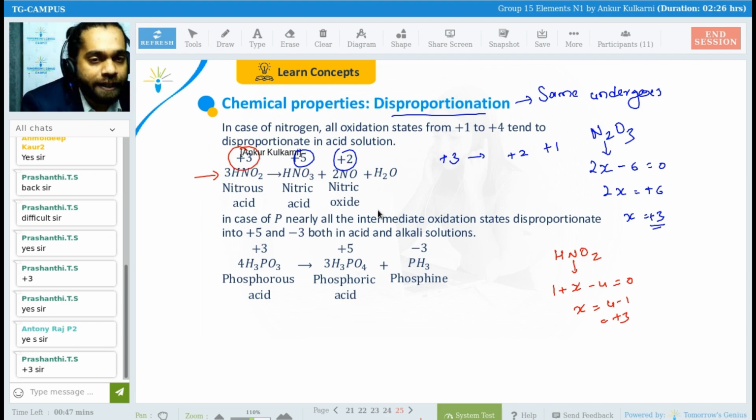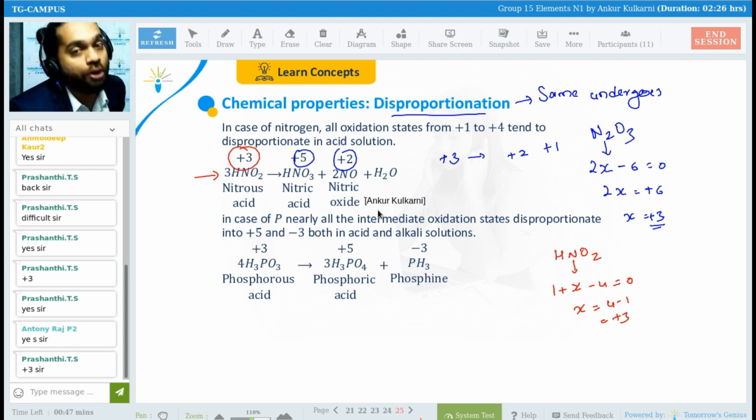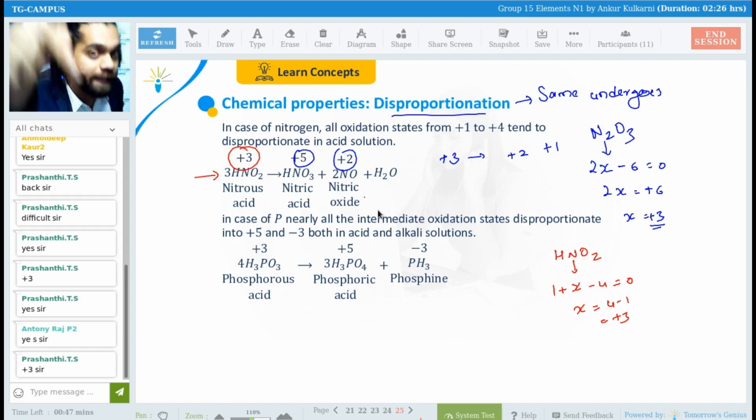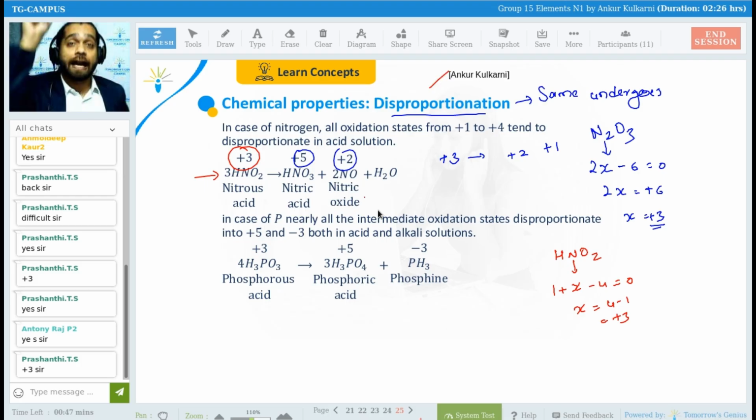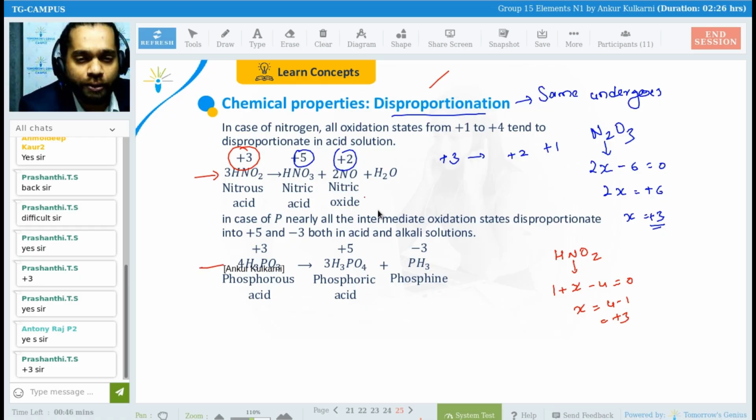So over here, from nitrous acid, it is going to nitric acid as well as nitric oxide. So why are we learning this? Because your group 15 elements have the property of disproportionation. It can undergo oxidation as well as reduction. Example is this. Come on, write down these two reactions. Nitrous acid giving you nitric acid plus nitric oxide.